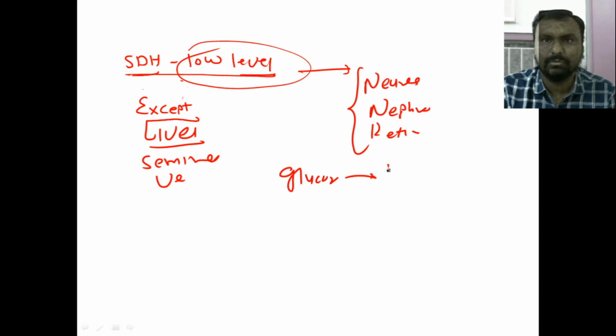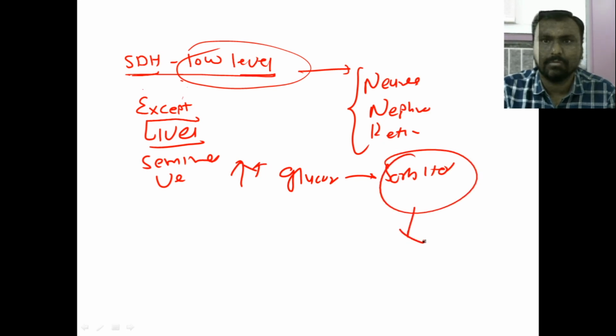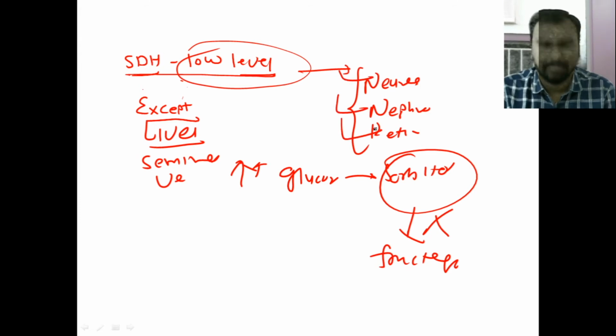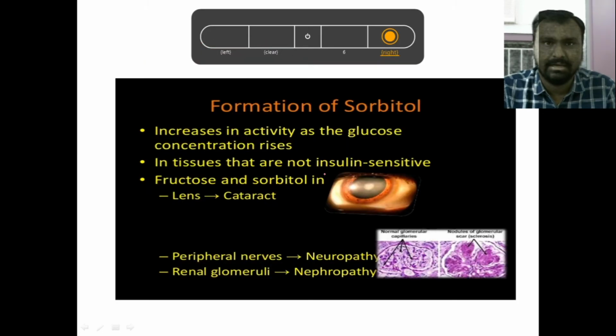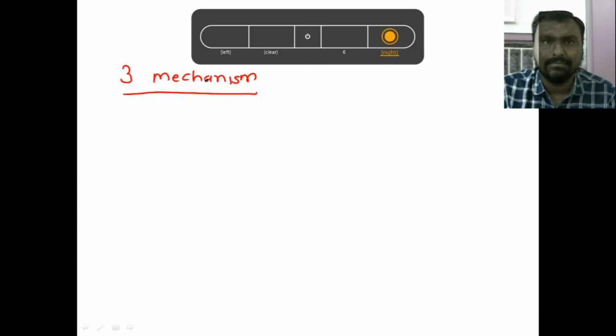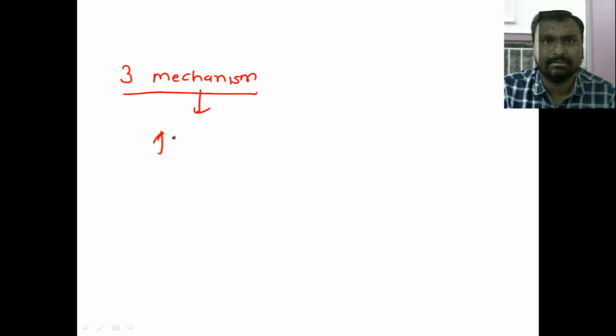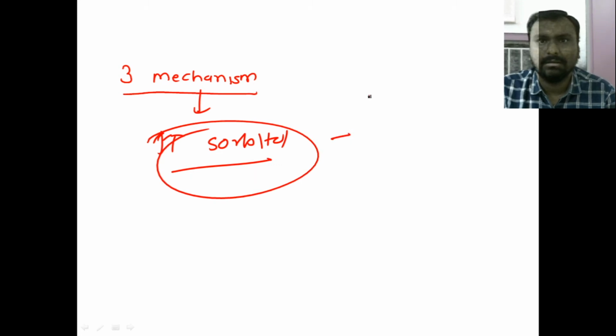So excess glucose will be converted to sorbitol, but sorbitol will not be converted to fructose in the neurons, nephrons and retina. That will lead to the accumulation of sorbitol. Now this sorbitol is very dangerous. Why? There are three mechanisms for why increased sorbitol is dangerous. First, sorbitol is poorly diffusible. That means once it is there, it will not easily escape, so it will accumulate.